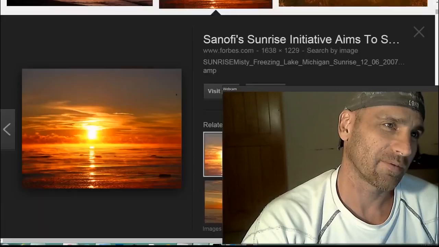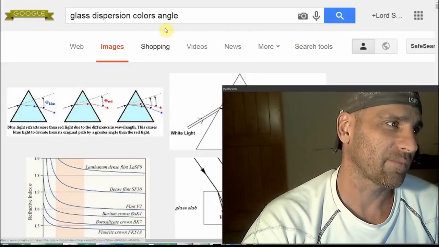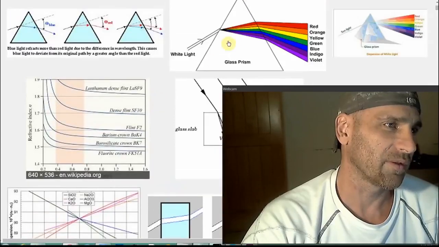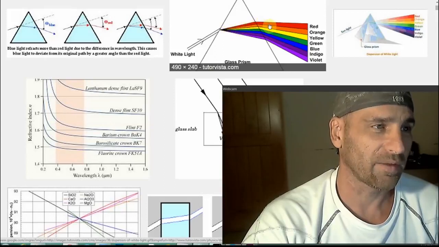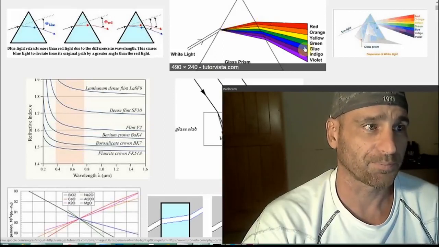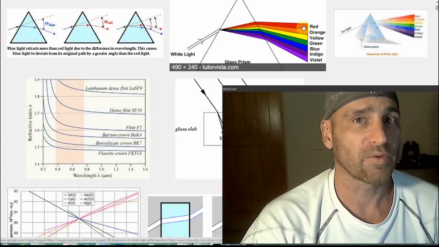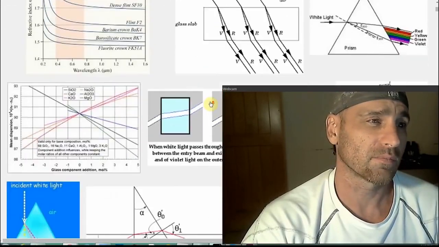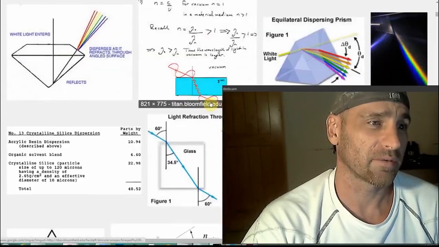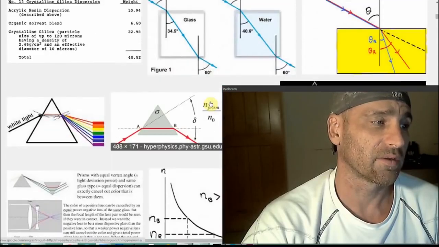What I'd like to do is demonstrate. So here's a nice, beautiful sunrise, a reddish sky. Let's look at glass dispersion and colors. You've seen this image before. White light passes through a glass and it gets dispersed into the spectrum. Red is the least refracted color. Violet is the most refracted. Keep that in mind. Red is the least refracted color. Alright?